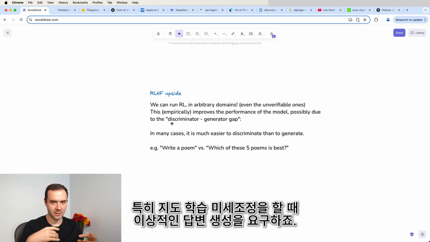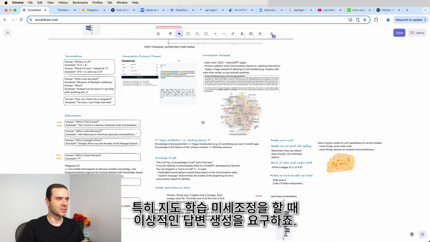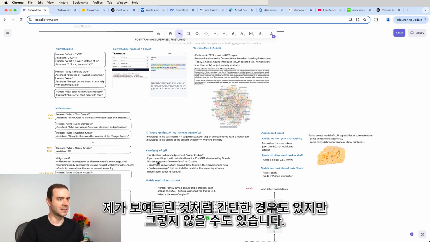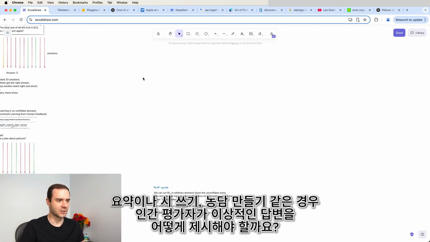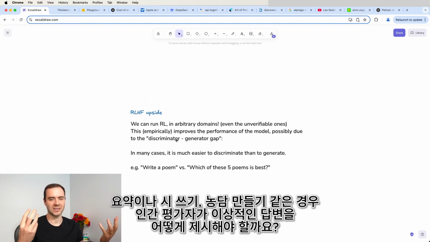So in particular, an example of this is when we do supervised fine-tuning, right, SFT, we're asking humans to generate the ideal assistant response. And in many cases here, as I've shown it, the ideal response is very simple to write, but in many cases it might not be. So for example, in summarization or poem writing or joke writing, how are you as a human labeler supposed to give the ideal response in these cases? It requires creative human writing to do that.